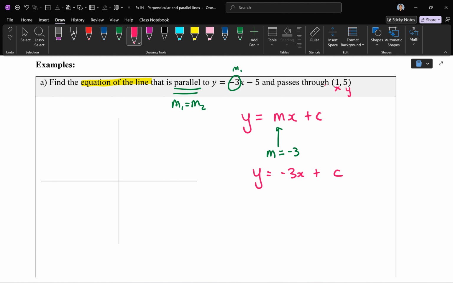What are they saying? They're saying, whatever rule you've come up with, if you have x is 1, the result of y will be 5. So all it means is, well, if x was 1, negative 3 times 1 plus whatever this number is must equal 5. That's all it's saying. So let's solve for it. 5 is equal to negative 3 times 1 plus c. 5 equals negative 3 plus c.